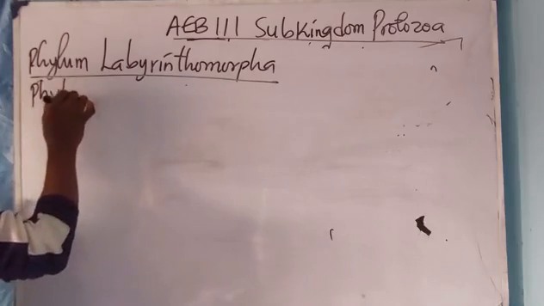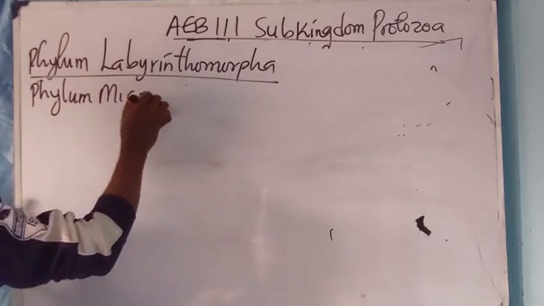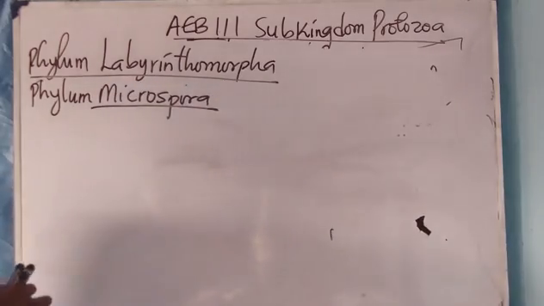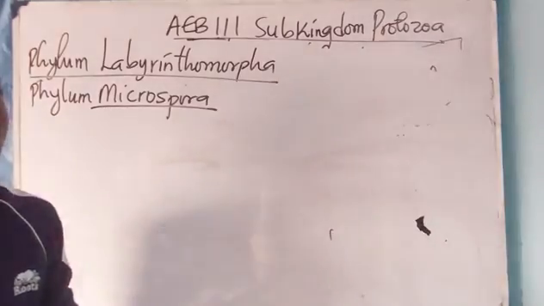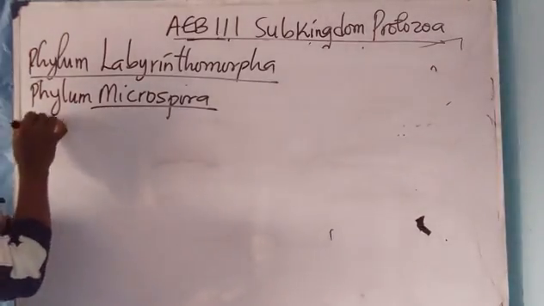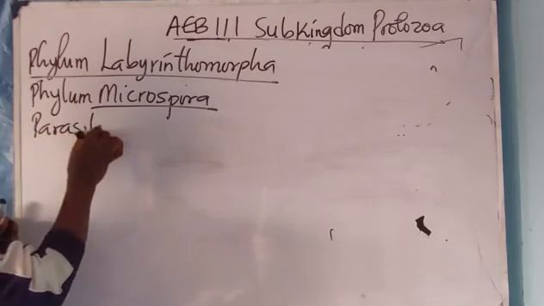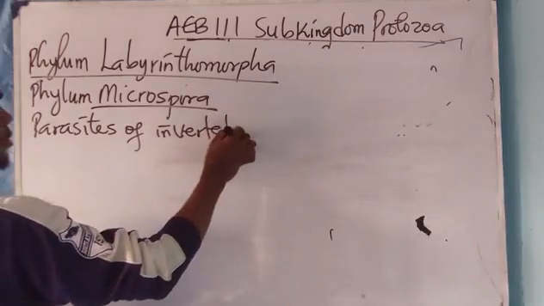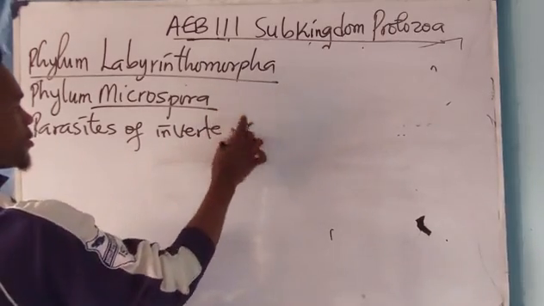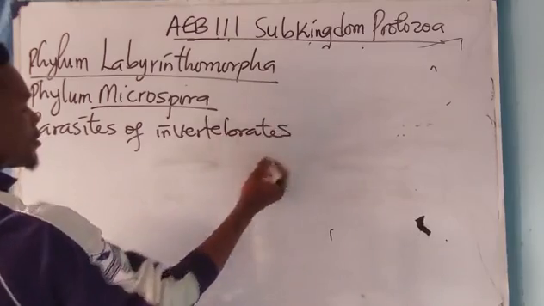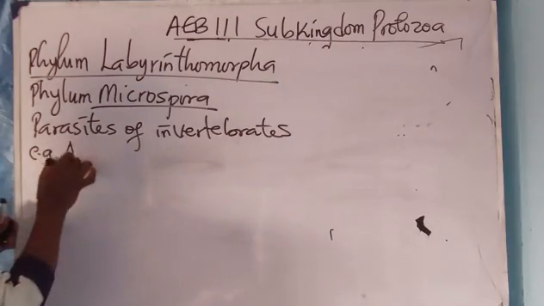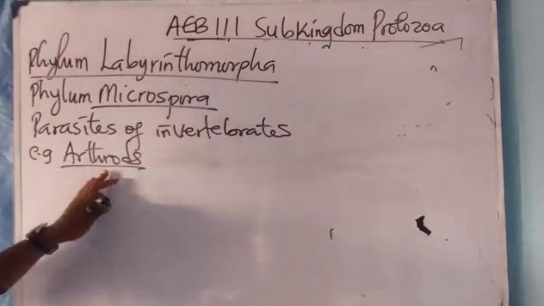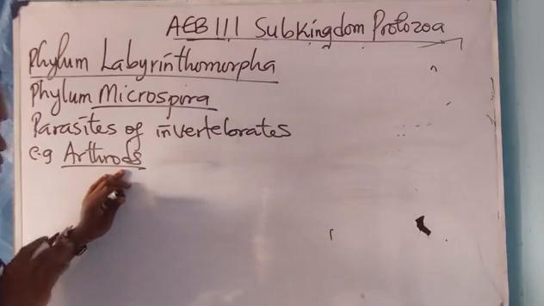Okay, we now have Phylum Microspora. Now, Phylum Microspora is entirely parasitic. They are all parasitic. They are the parasites of invertebrates, e.g. arthropods. They are the parasites of invertebrates such as arthropods. You know arthropods, which are insects, they do not have backbones.